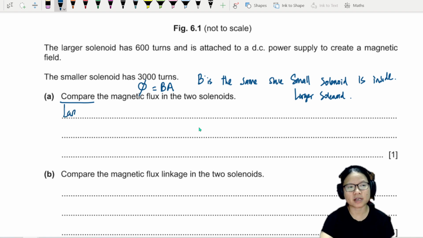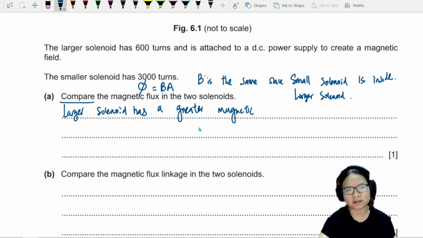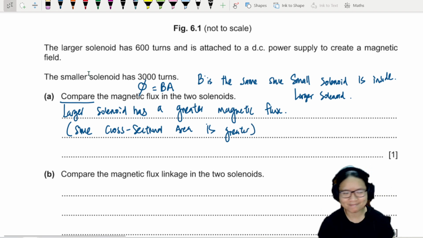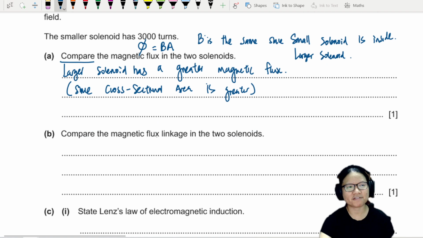So I would say that the larger solenoid has a greater magnetic flux. Don't have to explain, but I'm explaining in a bracket since the cross-sectional area is greater. It's also in the name, right? Big solenoid, small solenoid. Okay. Compare the magnetic flux linkage.